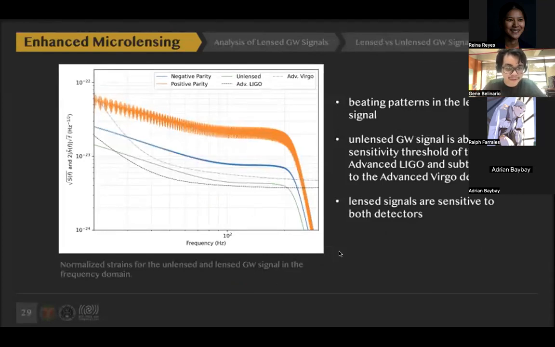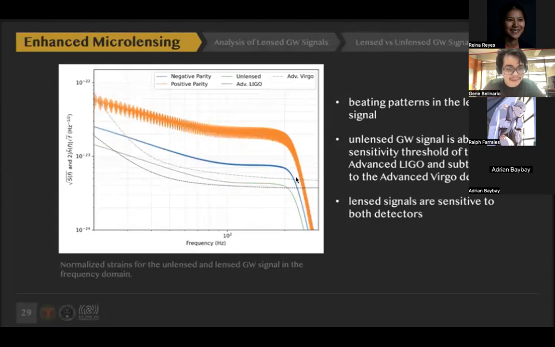So in the frequency domain and the normalized strains, we observe the following. First, our lens gravitational wave signals from the negative and positive parity lensing here, we see that they are above the advanced LIGO and the advanced Virgo detector, meaning that the lens signals are sensitive to both the detectors. And as you can see here, we take a look at our unlensed signal represented by this green line. Notice that it is above the LIGO threshold, but below the advanced Virgo detector, meaning that the frequencies that constitute your GW are only sensitive to the advanced LIGO and not to the advanced Virgo.